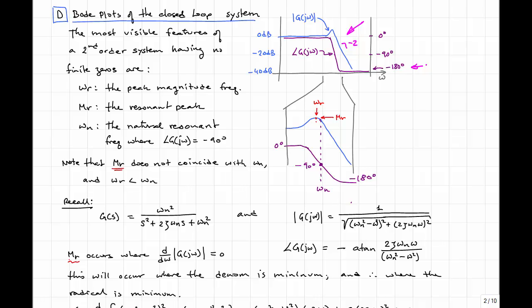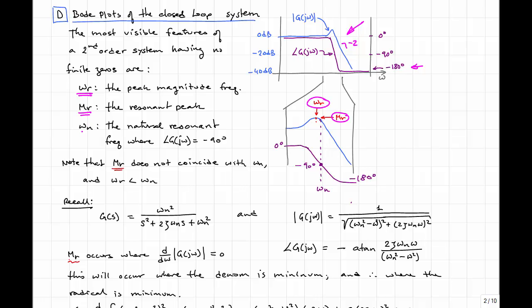Now, in this frequency response description, we have a couple salient frequencies and amplitudes that we want to point out. The first is omega r, which is the peak magnitude frequency. This is the frequency at which the magnitude reaches its peak. Mr is actually the value of that resonant peak.